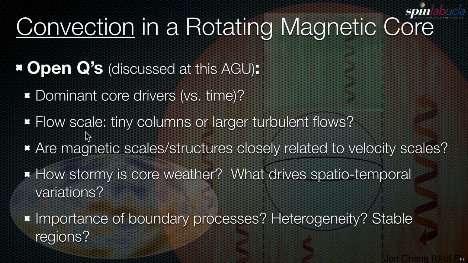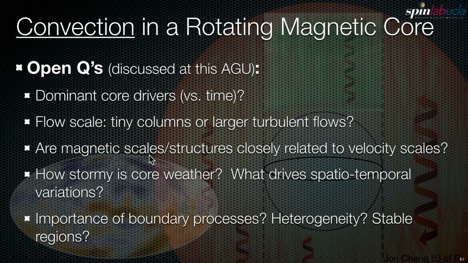Open question: flow scale. What I've said is it's these little columns, and if you asymptote that to how fast Earth's core is apparently rotating, non-dimensionally, these would be immensely skinny structures. And some people argue that no, it's got to be larger structures. Maybe there's storms down there. There's lots of dynamics in the magnetic field, and maybe there's large-scale dynamical structures as well. Really an open question.